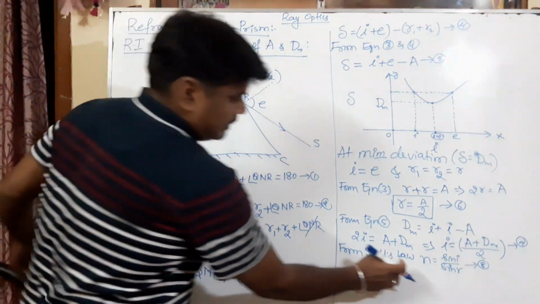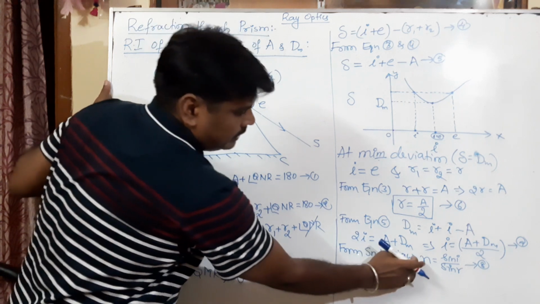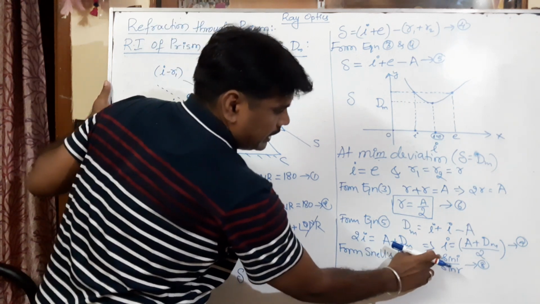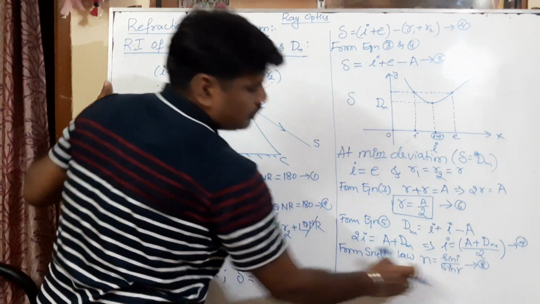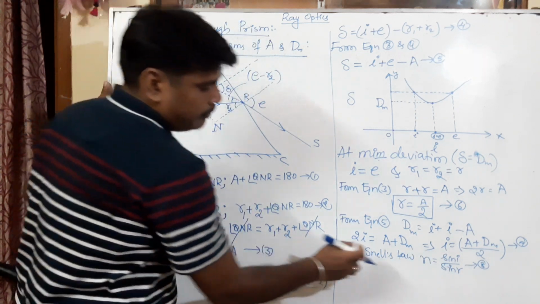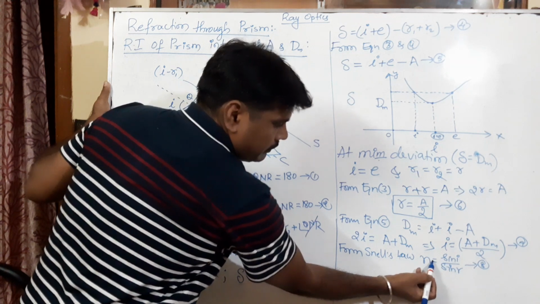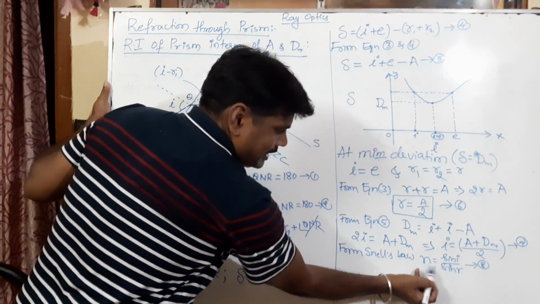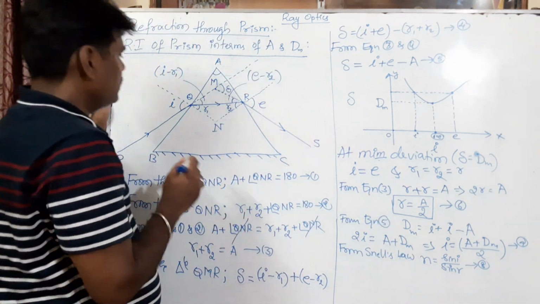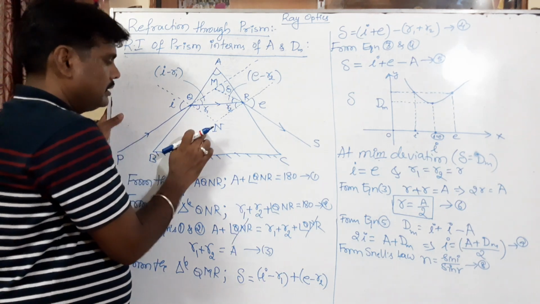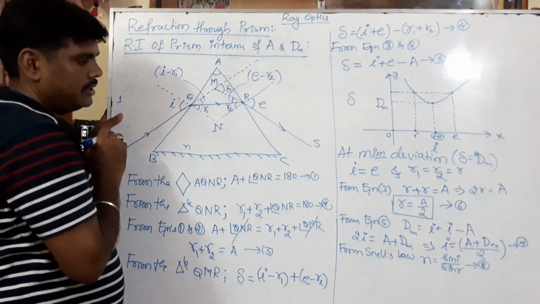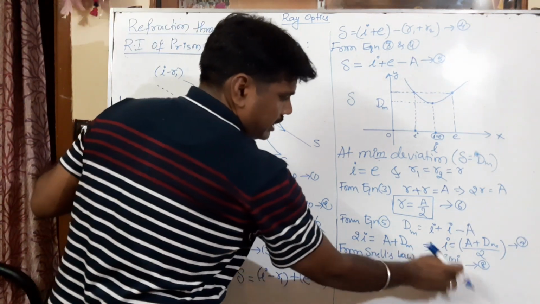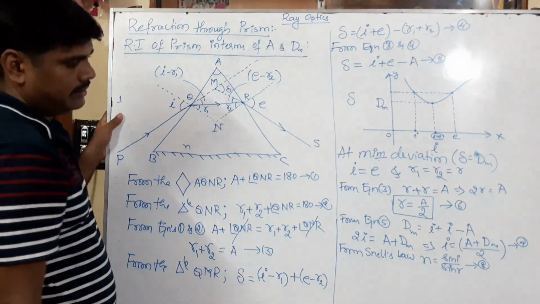Now this is Snell's law. Snell's law states that the ratio of the sine of the angle of incidence to the sine of the angle of refraction is always constant for the given pair of media and given wavelength of light. So that constant is known as the refractive index. Now I am considering light traveling from air to glass. The refractive index of air is 1, the refractive index of glass is n. That's why n is equal to sin I by sin R. n is the absolute refractive index.